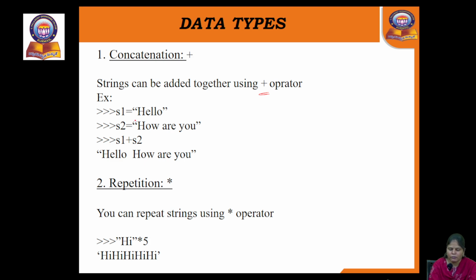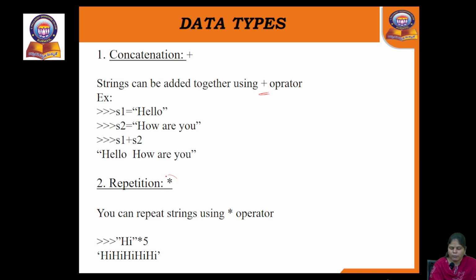So yeah, I have two strings: s1 equal to hello, s2 equal to how are you. Now I want to combine these two strings. What I do is s1 plus s2, so it will add on, combine, and form a third string, which is a combination of both s1 and s2. Hello, how are you will be printed, right?